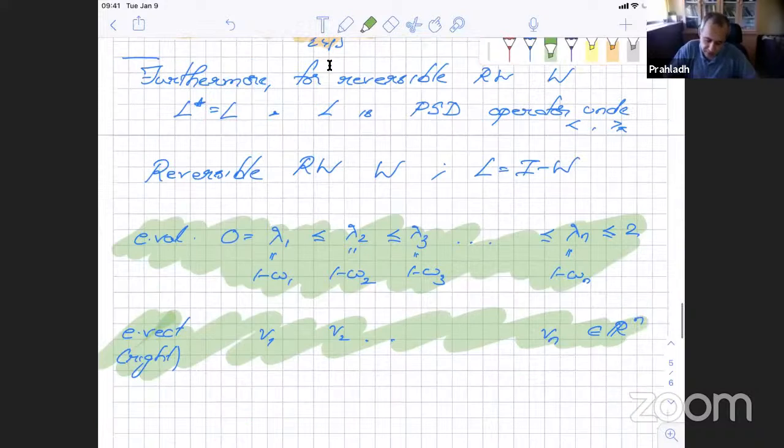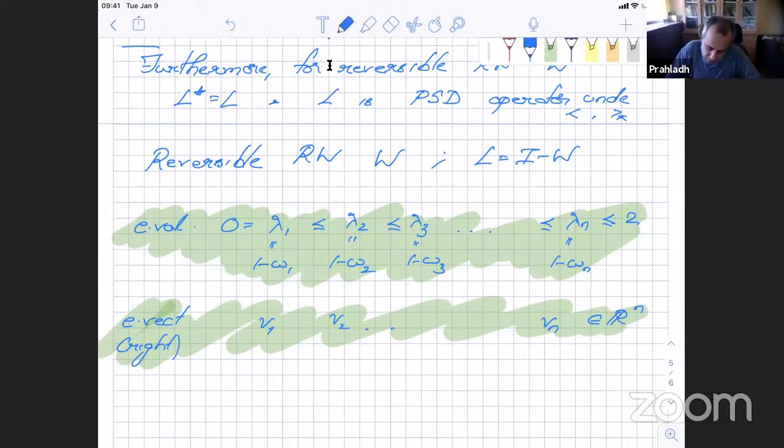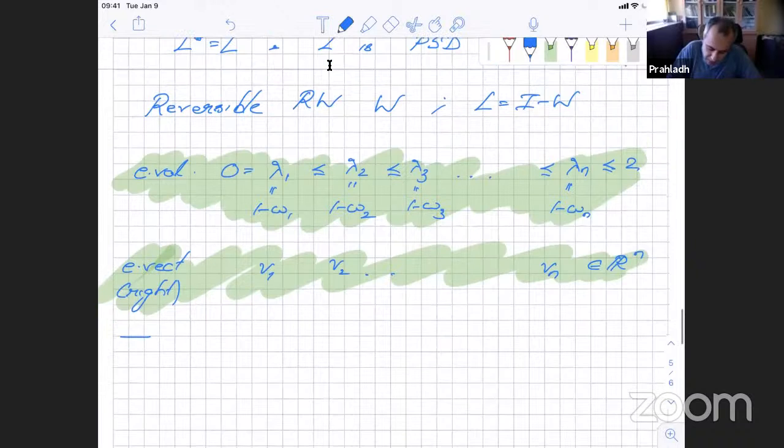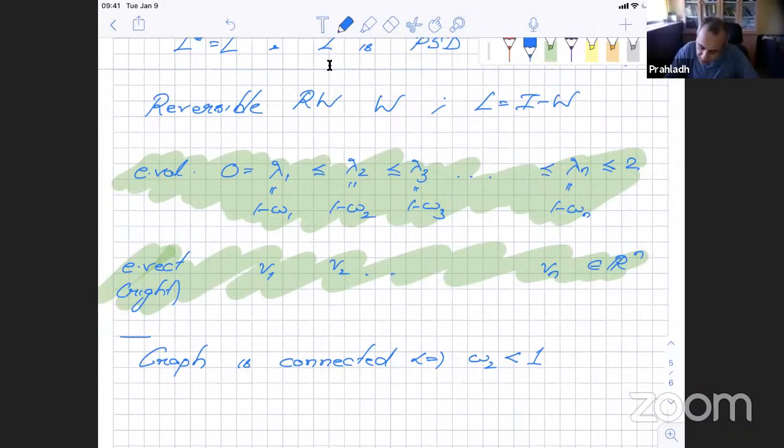And what are the Cheeger inequalities I'm going to talk about? Last time we saw that the graph is connected if and only if omega 2 is strictly smaller than 1. Rewriting it in terms of the Laplacian, this just means lambda 2 is greater than 0. Omega 2 being less than 1 means lambda 2 has to be strictly greater than 0.